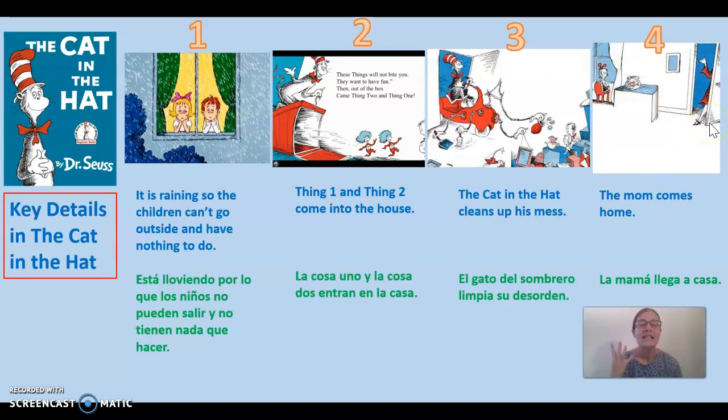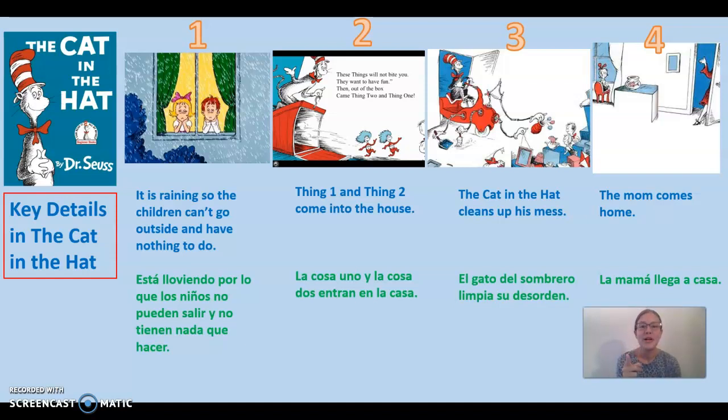And so those were 4 key details that I remembered from the story. I remembered that the children couldn't go outside and play, and the Cat in the Hat came and brought Thing 1 and Thing 2, and then they cleaned up their mess, and then the mom came home. So those were some really important parts of the story because they changed the way the story was happening.